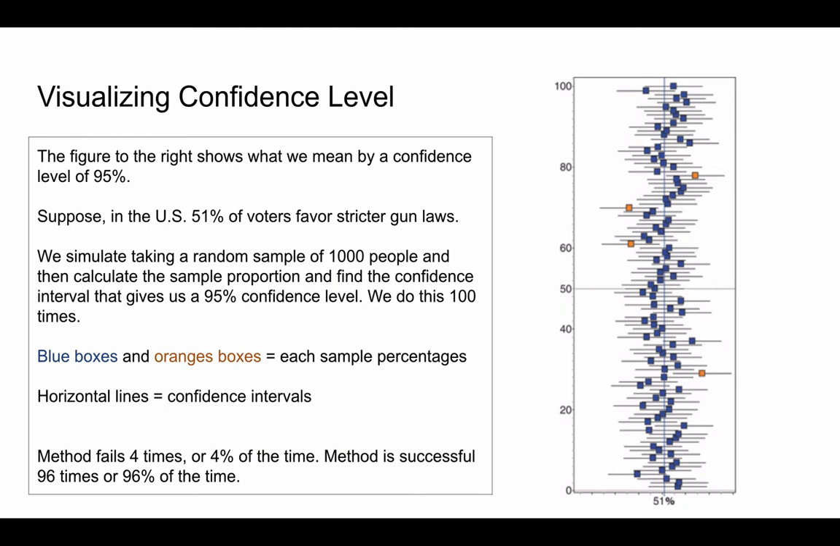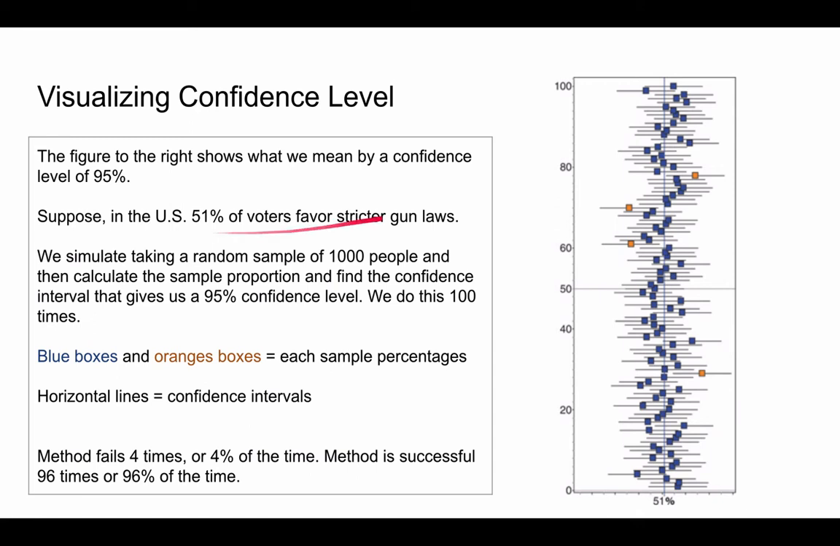We're going to pretend that in the United States, 51% of voters favor stricter gun laws. So we'll pretend that we took a census and found that the population proportion for voters who favor stricter gun laws is 51%. Now, in the real world, we don't know this. We haven't interviewed every single person, but we'll pretend like we know this. So this would be our p-value. Our p-value would be 0.51.